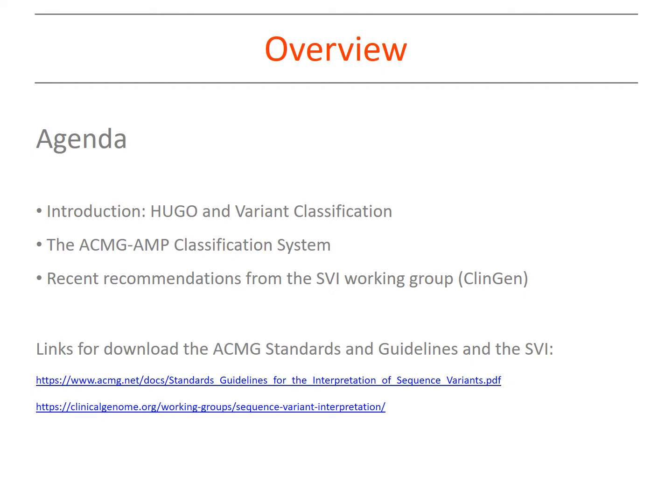Okay, this is the overview. Again, I start with HUGO, which I already did, and give you some background on variant classification. Then I will go to the ACMG AMP classification system, which I cannot discuss in full detail, of course, because this could be the topic of a whole series of workshops. But I will show you how the system works, and I will give you some recent recommendations from the Sequence Variant Interpretation Working Group on how to use these rules.